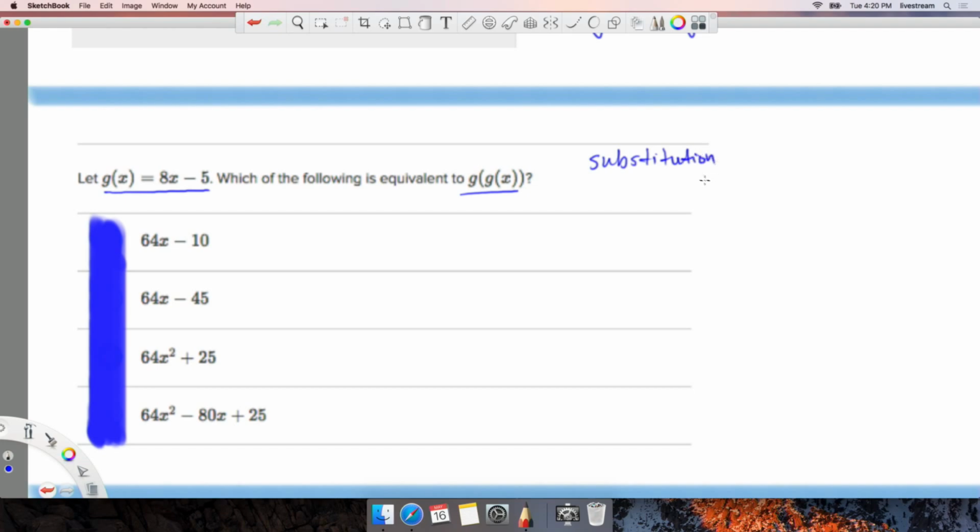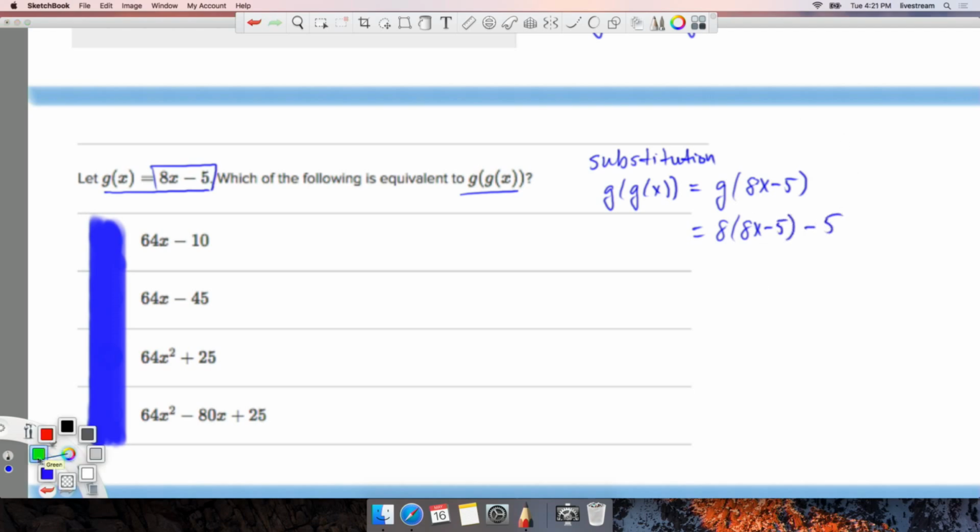I'm working now with variables instead of graphs, but I can follow some of the same processes. And so this g of g of x can be simplified to be g of 8x minus 5. So in place of that g of x, everywhere I see g of x, I'm just substituting this 8x minus 5. And so when I have g of 8x minus 5, I can further simplify this like this. So 8 times 8x minus 5 minus 5. So you'll see that this can be rewritten as 8x minus 5, which was g of x, just in place of this x, I've substituted this 8x minus 5.